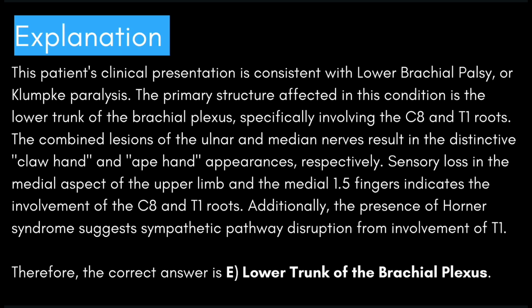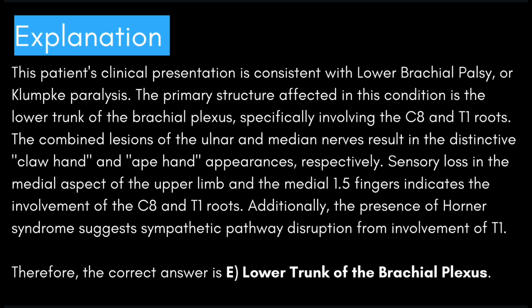The patient's clinical presentation is consistent with lower brachial palsy or Klumpke paralysis. The primary structure affected in this condition is the lower trunk of the brachial plexus, specifically involving the C8 and T1 roots. The combined lesions of the ulnar and median nerves result in the distinctive claw hand and ape hand appearances, respectively. Sensory loss in the medial aspect of the upper limb and the medial 1.5 fingers indicates the involvement of the C8 and T1 roots. Additionally, the presence of Horner syndrome suggests sympathetic pathway disruption from involvement of T1. Therefore, the correct answer is E, lower trunk of the brachial plexus.